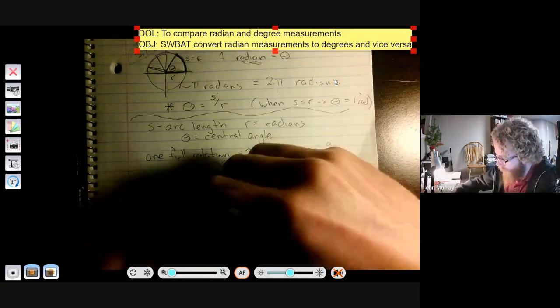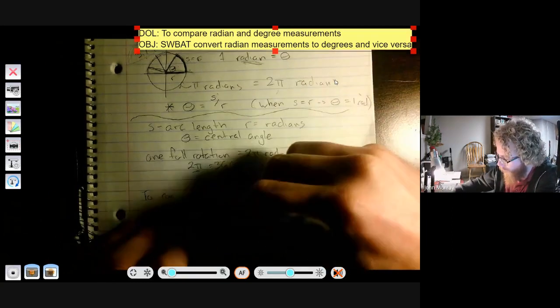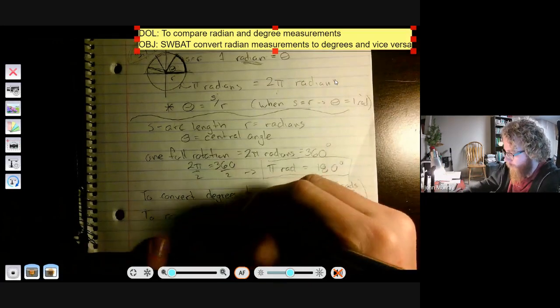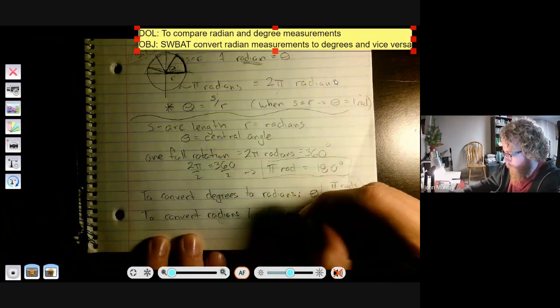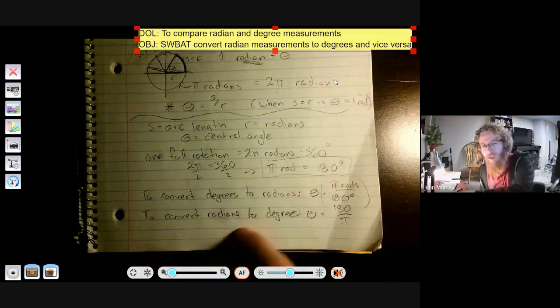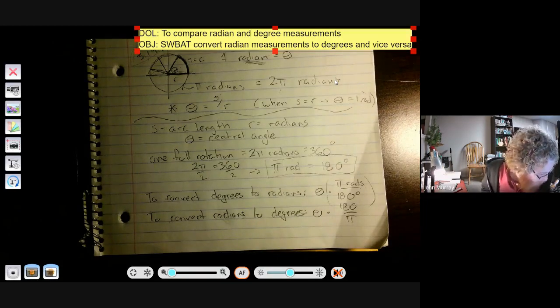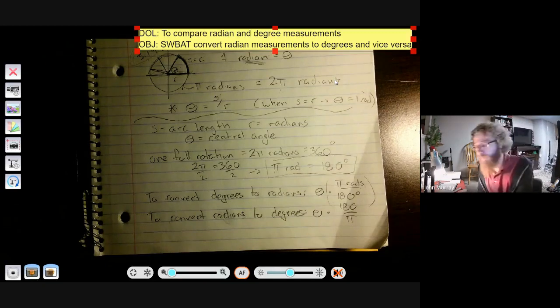Oh no, nobody said anything. I wrote the same thing twice. This is supposed to be radians to degrees. All right, and I'll go over some examples to help you out now.